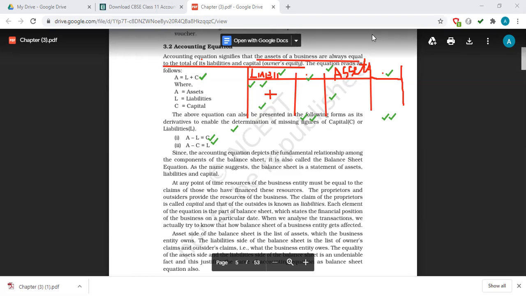Each element of the equation is a part of the balance sheet, which states the financial position of the business on a particular date. When we analyze a transaction, we actually try to know how the balance sheet of the business entity gets affected.